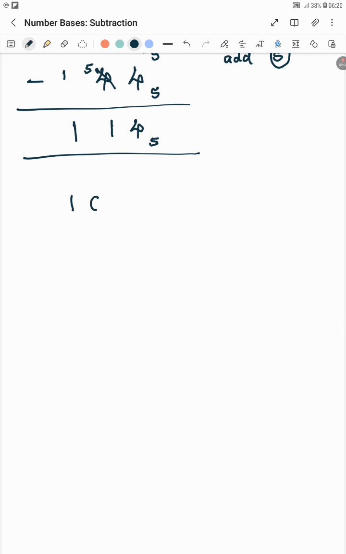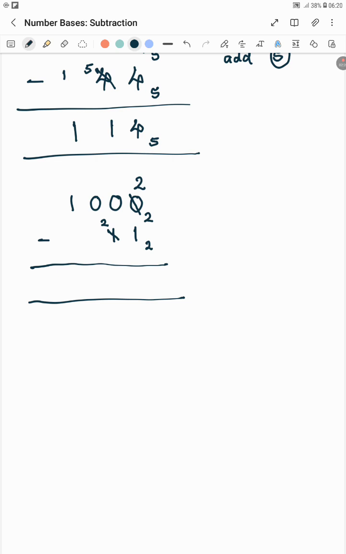1000 base 2 minus 11 base 2. So here I'm going to borrow, because 0 minus 1, I have to borrow. Here this one becomes 2, and here this one becomes plus 2, because that's the value of the base. Whenever we borrow in base 2, we add 2. 2 minus 1, you get 1 here.